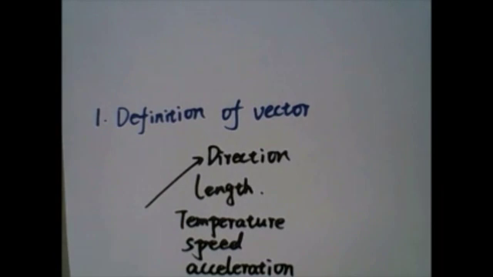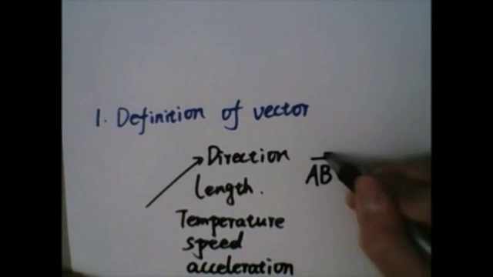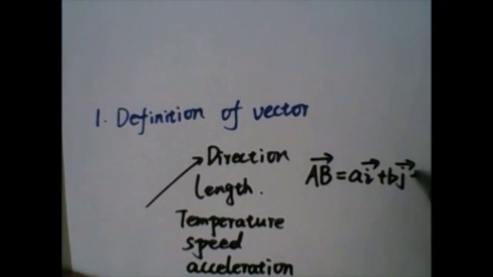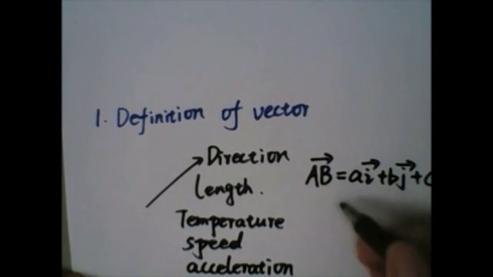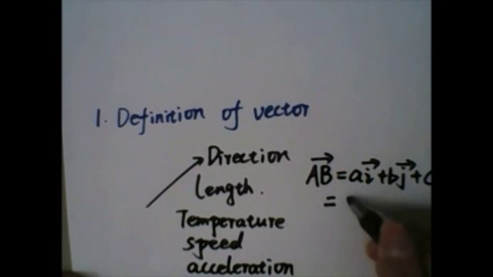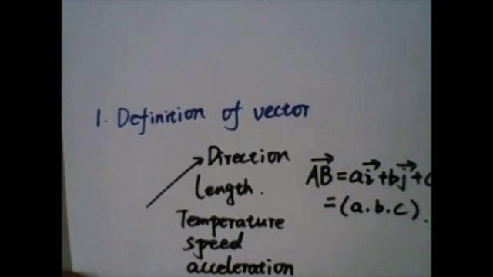There are basically two ways to represent a vector. For example, vector AB is equal to ai plus bj plus ck. This is called the component form of a vector. Another way is to use the position vector of AB. So we just simply put (a, b, c) to represent vector AB.